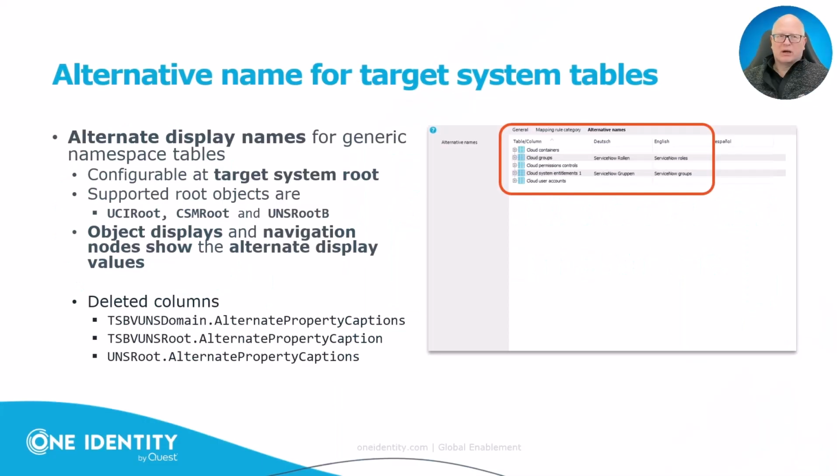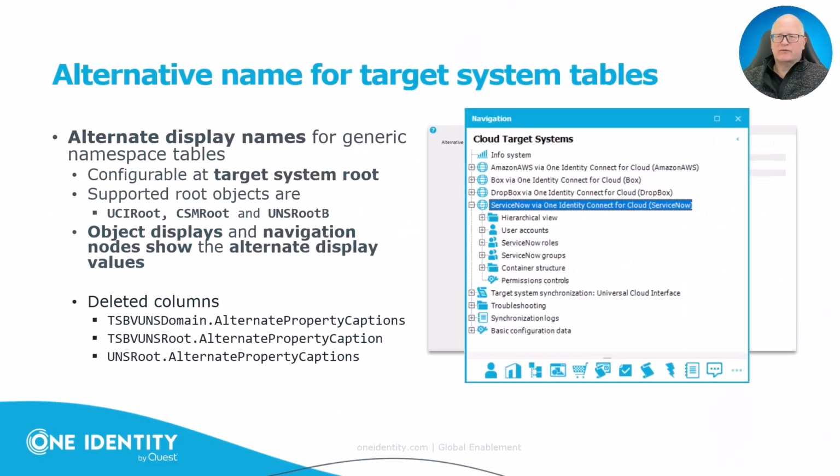So now let's talk about synchronization framework specifics. Of course, we start here with the alternative name for target system tables. What's behind that? Please think about objects in the database like the UCI root or CMS root or UNS root B. You can add their entries of specific systems, and of course these are all generic things. So each generic entry here means another system or another specific name.